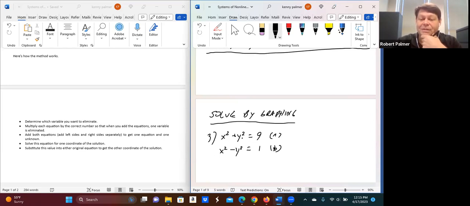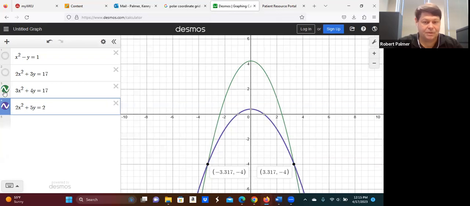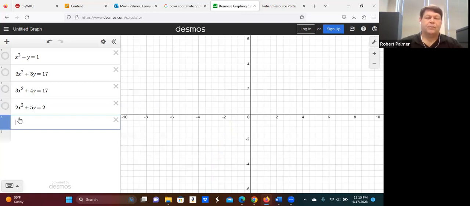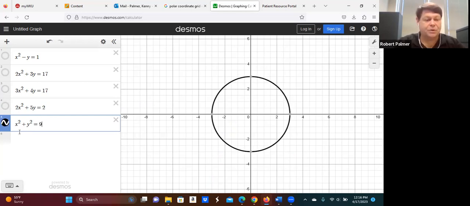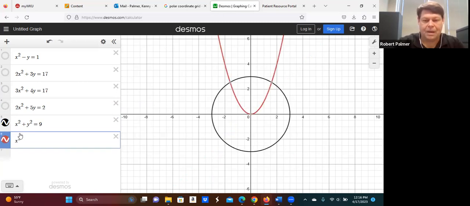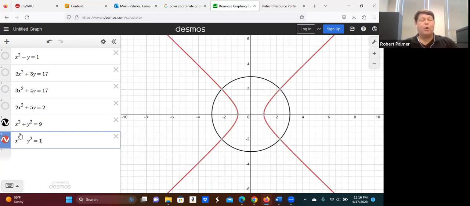This one's interesting because of the types of graphs these are. We recognize this as the equation of a circle, and this one, if you're not familiar, gives what's called a hyperbola. So let's graph both of these and see what happens. We graph x squared plus y squared equals 9. That's a circle with a radius of 3, center at the origin. And then x squared minus y squared equals 1 is a hyperbola.